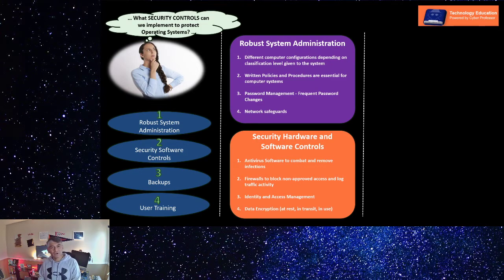Security hardware and software controls. Antivirus software to combat and remove infections, installed on every single device that has the capability of receiving those viruses or malware. Firewalls to block non-approved access and to facilitate the logging of traffic activity within our network.